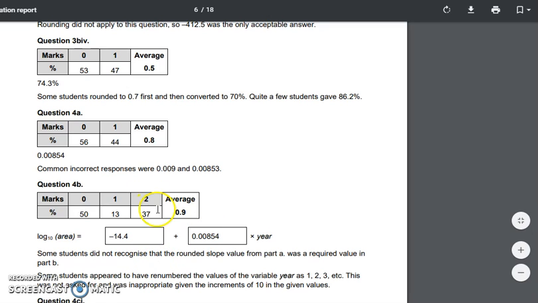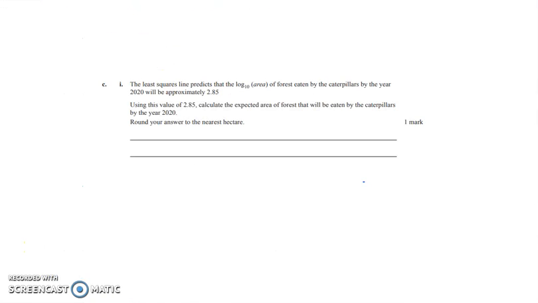So let's have a look at the solutions for that one. There's our correct answer. Only 37% of the cohort managed to get that one correct. Some students did not recognize that the rounded slope value came from part B. Moving on to our last part of the question. The least squares regression line predicts the log 10 area of the forest eaten by caterpillars by the year 2020 will be approximately 2.85. Using this value of 2.85, calculate the expected area.